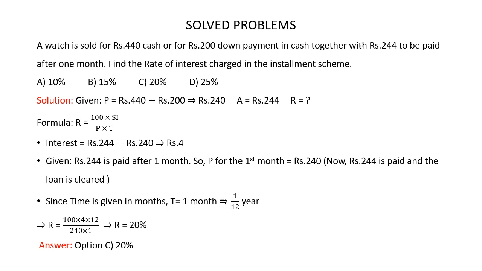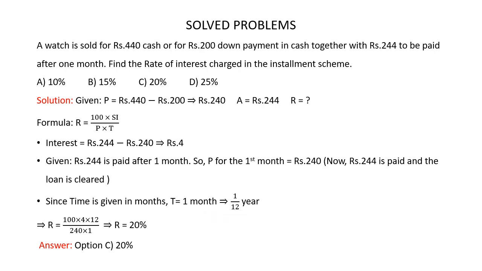Now let's look at the time. Now for time, you have to see in the question whether time is given in months or years. If it is given in months, then you have to take time as 1 month. If it is given in years, then you have to take time as 1 year. Now in this problem, you can see that the time is given in months. So you have to take time as 1 month. Now 1 month is nothing but 1 by 12 year.